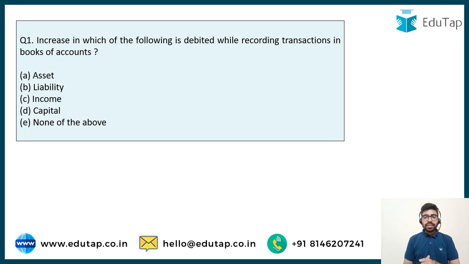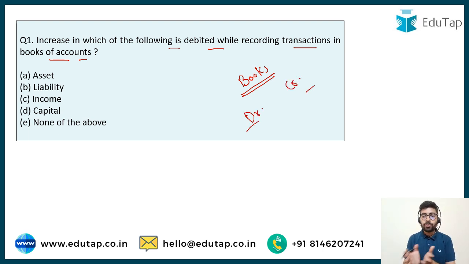So friends, let's start our discussion with the first question. Increase in which of the following is debited while recording a transaction in the books of accounts? So when we record a transaction in the books of accounts, what are we doing? We are doing debit as well as credit.